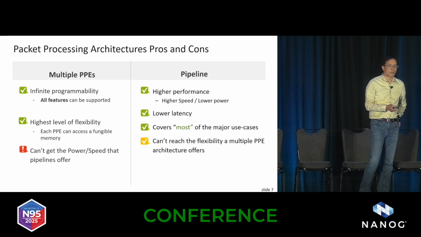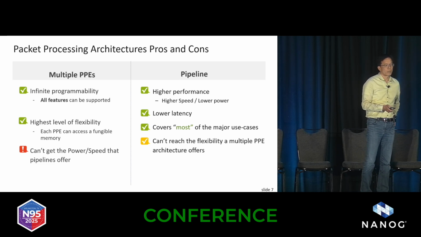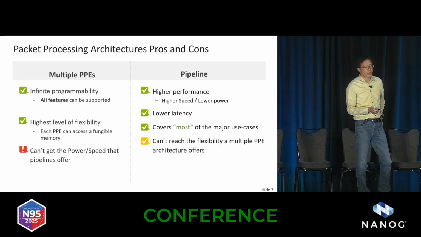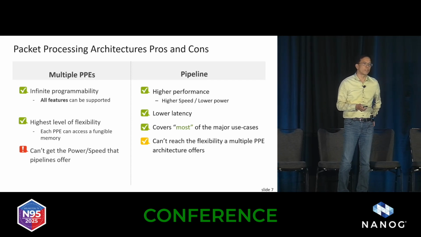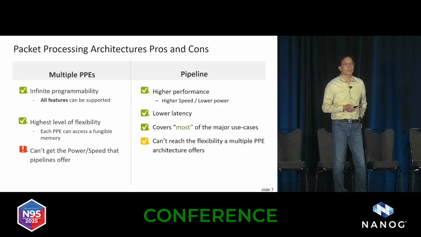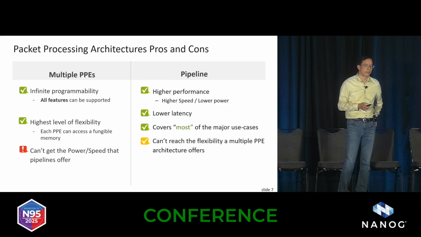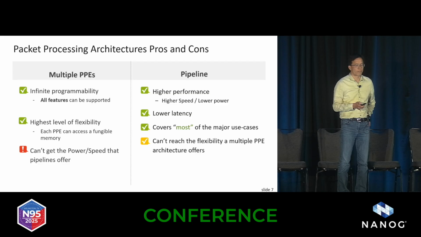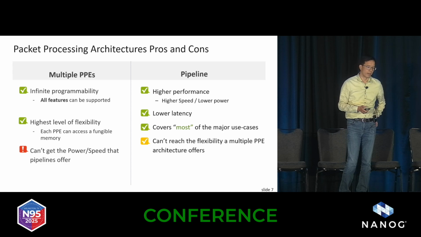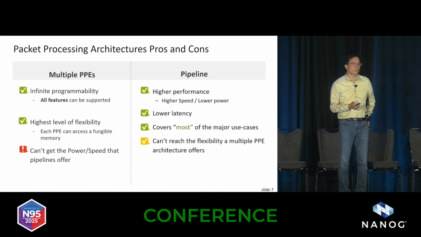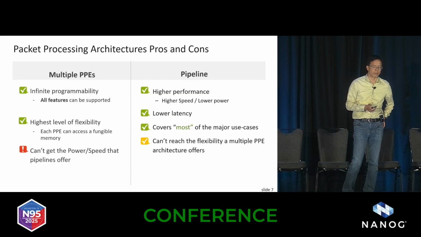So let's compare the pros and cons of these two architectures. Multiple PPEs, because it's fully programmable, can support all different features. And features can even be added later on, even after the product is released. By releasing a new OS, you can get a new feature as well. And you get the highest level of flexibility. And each PPE can access a fungible memory. The drawback is the cost per bit or power per bit usually will be higher than pipeline architecture.